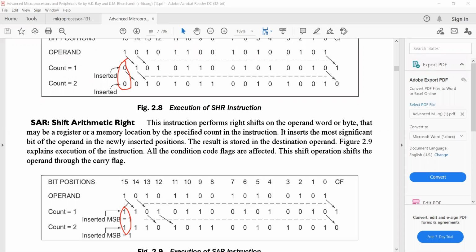The entire procedure will be the same, but the only difference is that when we are using shift logical right, the MSB bit which is vacant after shifting right is replaced by 0. But when we are using shift arithmetic right, the MSB bit which is left vacant after shifting right will be inserted with the value 1. That is the only difference, right?